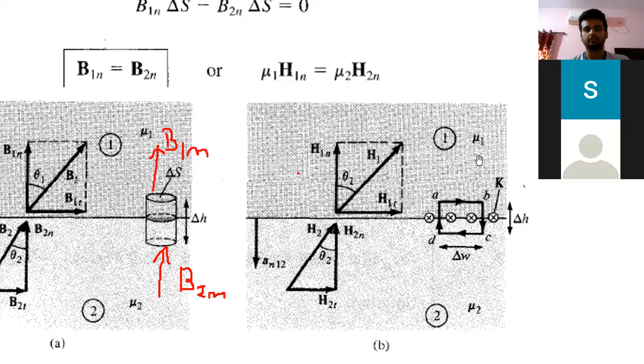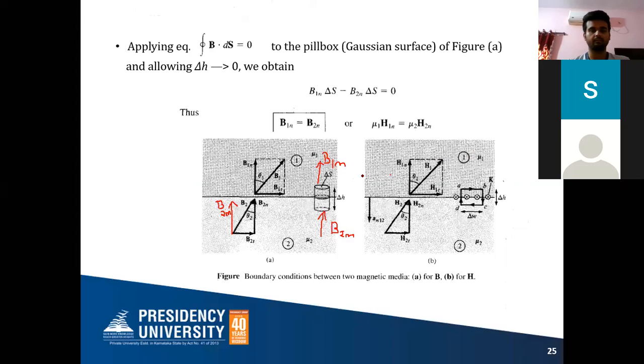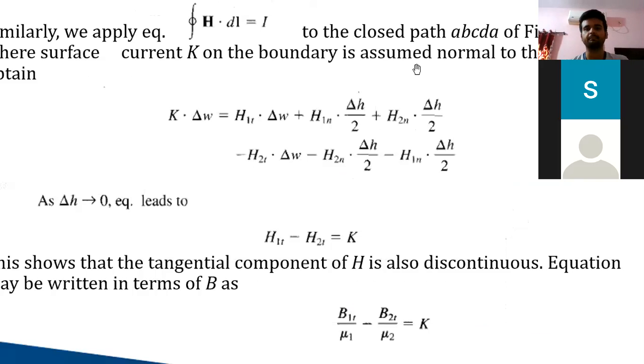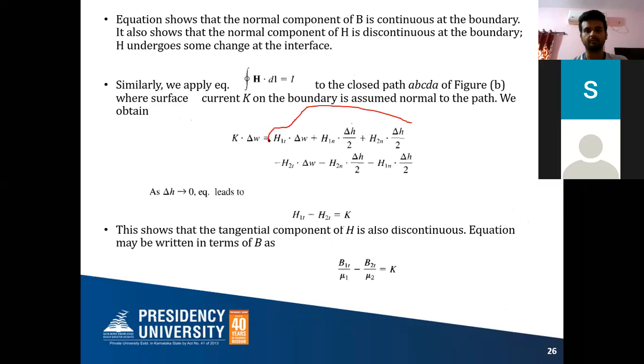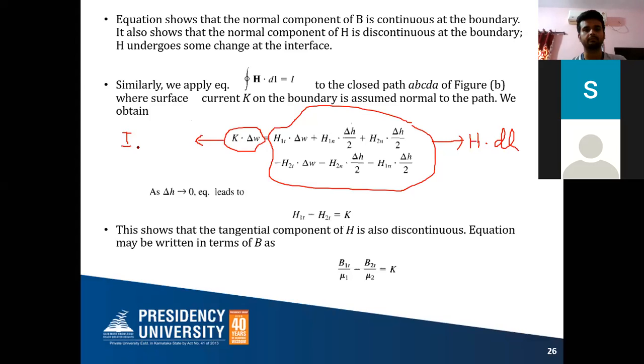Now, how to write the equation? So H dot dl, this part is H dot dl. This part is what? H dot dl. And this is which part? This part is what? I enclosed.